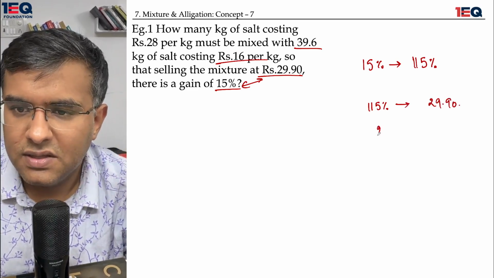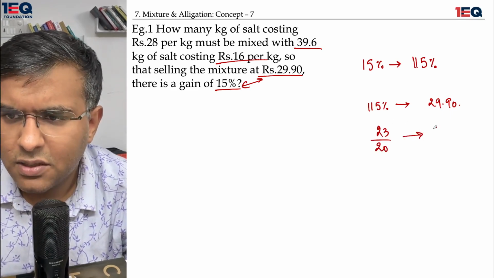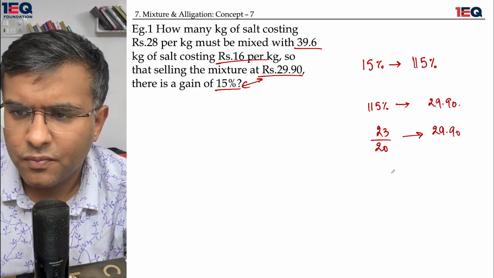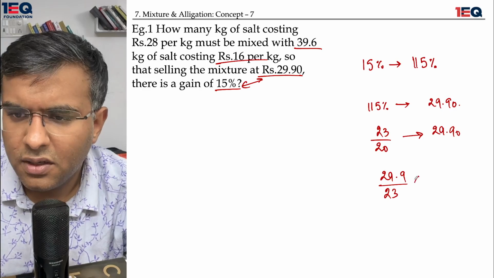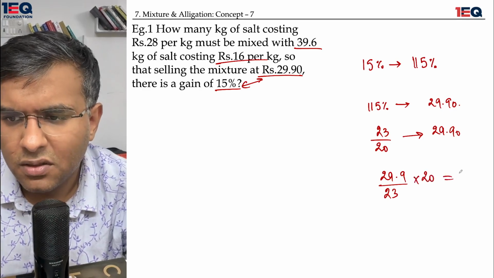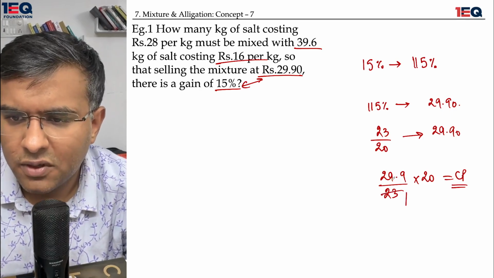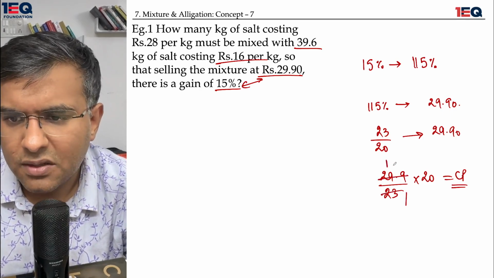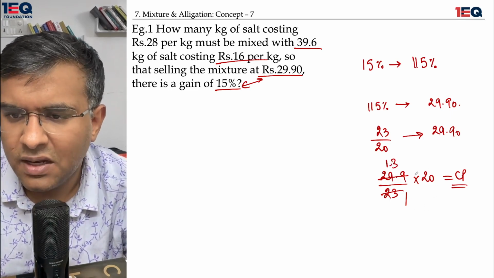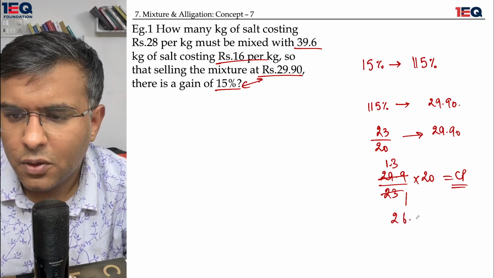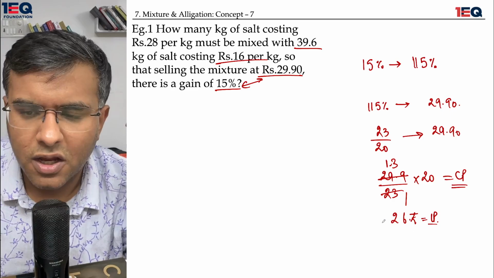29.90. This means 23 upon 20, I've just removed the percentage sign, is equal to 29.90. This means 29.9 upon 23 into 20 would give me the cost price. I'll quickly follow it. 23 ones are 23, 23 threes are 69, twos are 46. There is a point available as well. So this makes it 26. 26 rupees is the cost price that we are talking about.